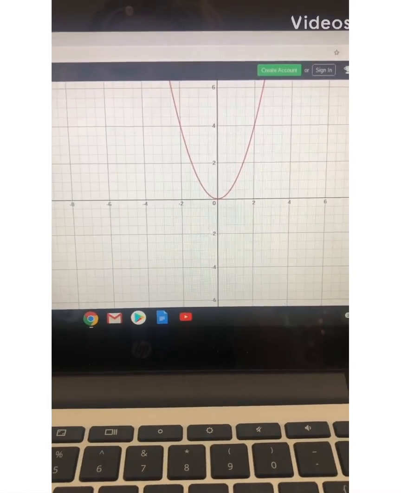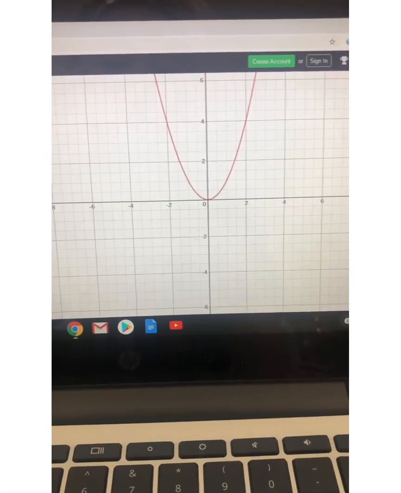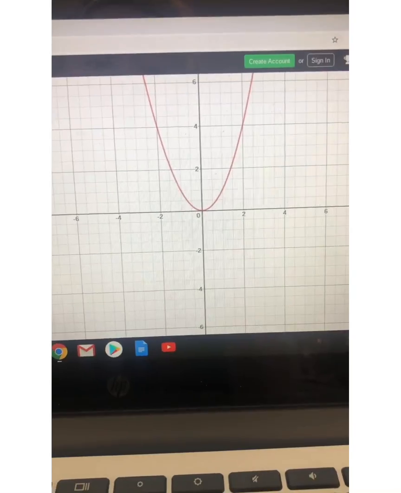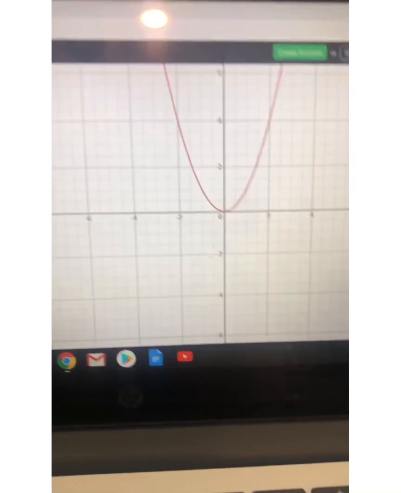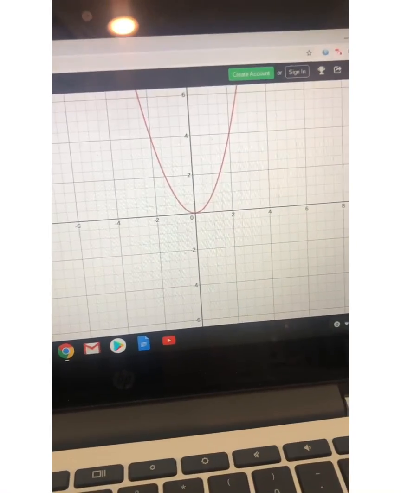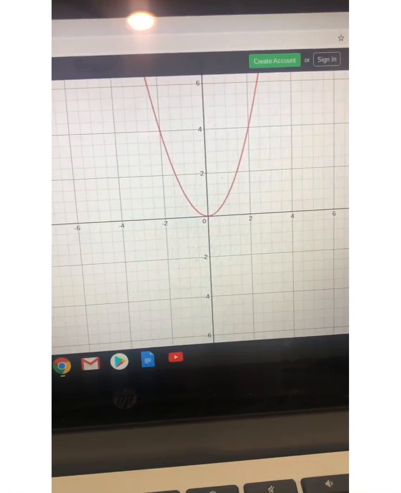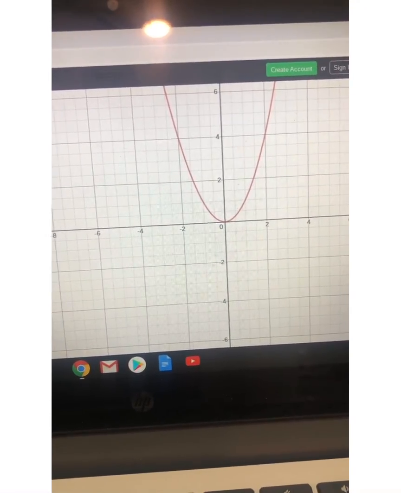So we're starting our new unit of graphing quadratics. This is what you guys are going to be graphing. This is called a parabola, which I've shown you guys before a couple of times. So this is what you're expected to be able to do. So we're just going to start off going over what this graph can look like and how to manipulate the equation to get it to do different things.